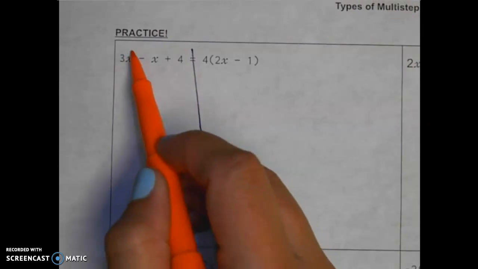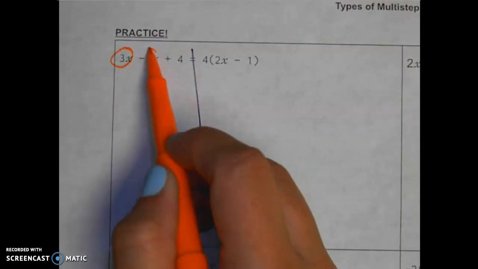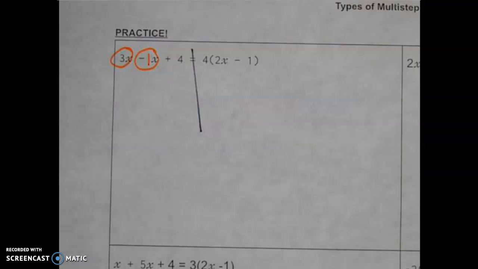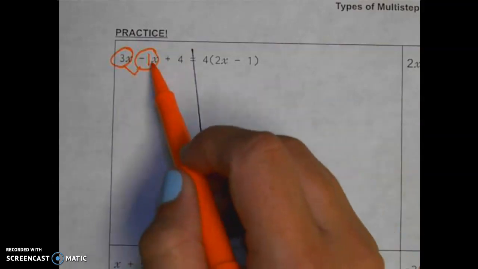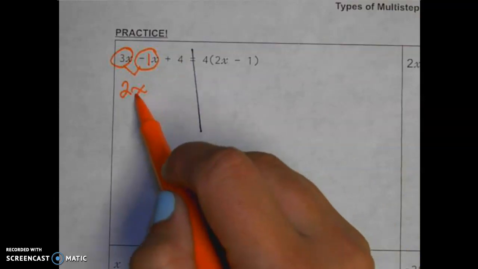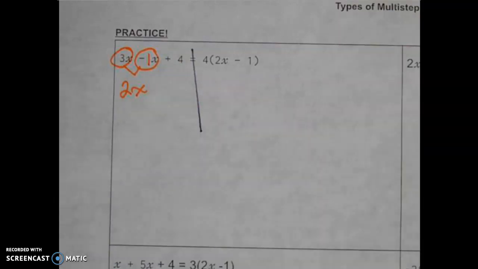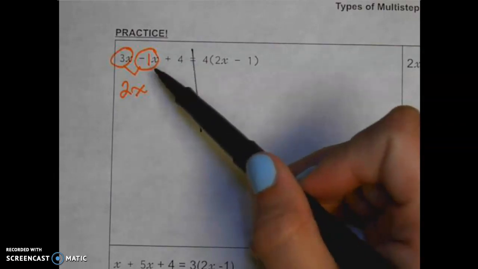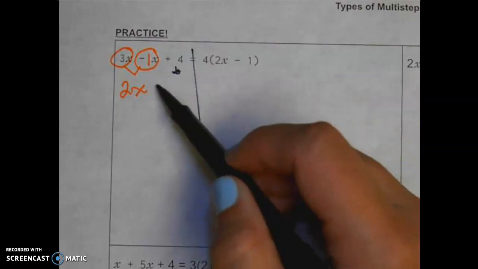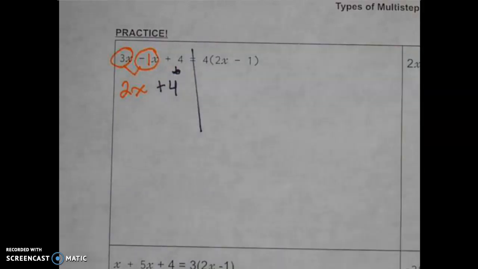So I'm going to have a 3x here and a -1x here. That means I can combine them together. So 3x minus 1x is going to give me a 2x. There, I simplified that side. Now let's look at my 4. Are there any other constants on this side? Nope. So I'm just going to bring it straight down. Now I solved the left side.